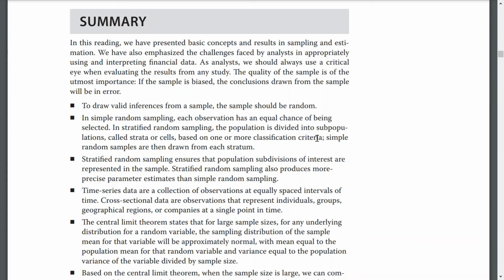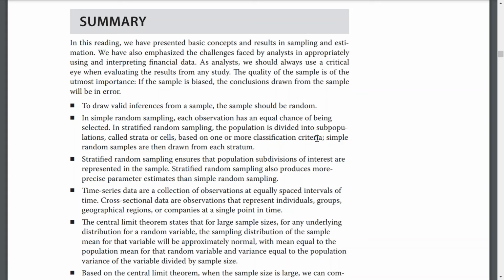The quality of the sample is of the utmost importance. If the sample is biased, the conclusions drawn from the sample will be in error. To draw valid inference from a sample, the sample should be random. In simple random sampling, each observation has an equal chance of being selected.